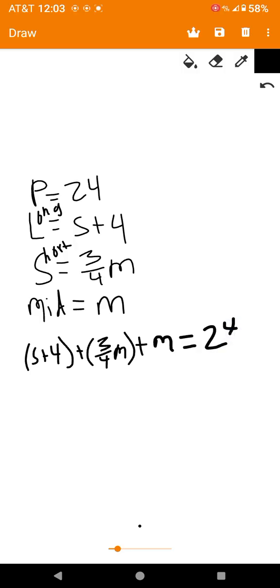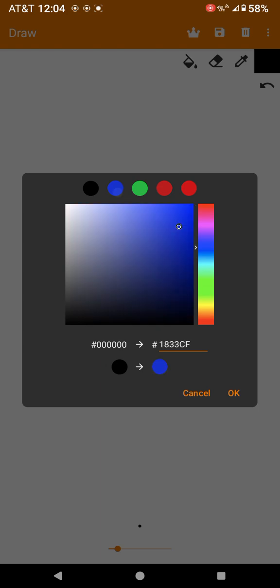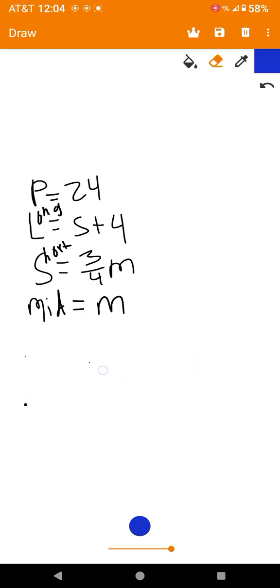So again, we'll distribute our 1 throughout the parentheses. So we have s plus 4 plus 3/4 m plus m equals 24. And now we will combine like terms. So we have 1s plus 3/4. Oops, sorry, that is not like terms. I messed this up, y'all. Hold on, let me back up. We need all the same variables. So we need to rewrite this so that we have all the same variables.